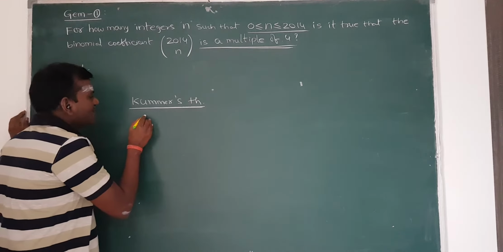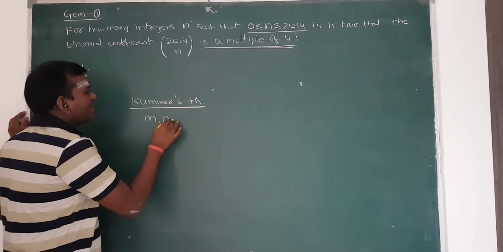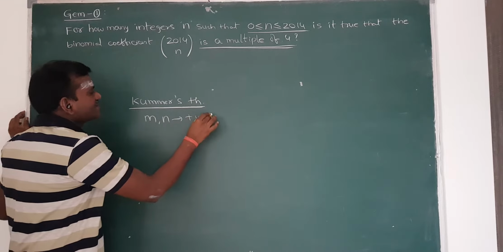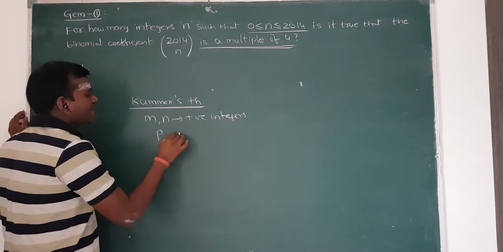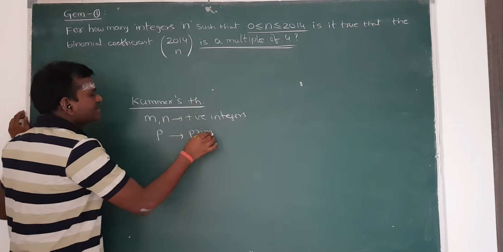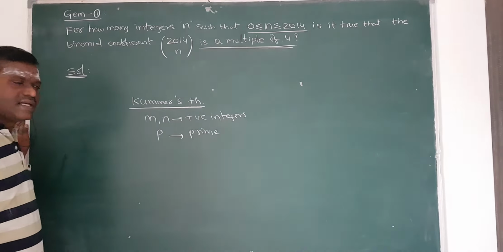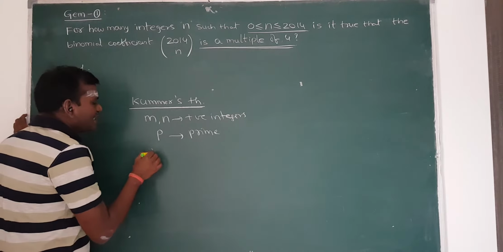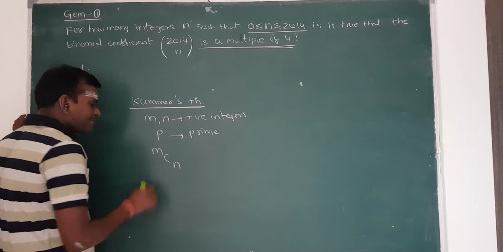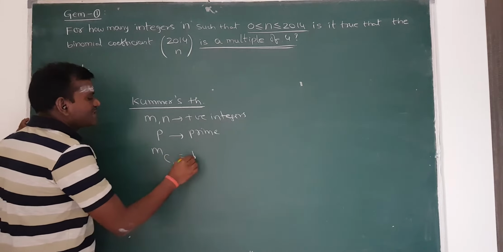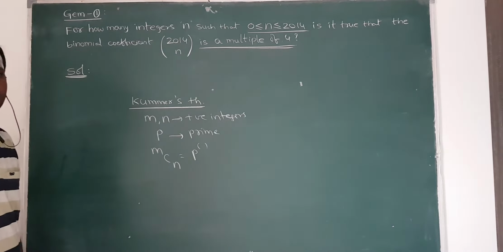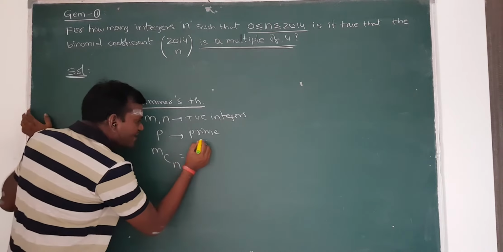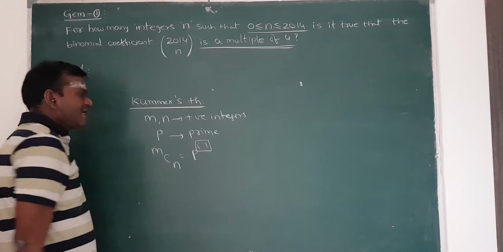Kummer's theorem, in my view, says: if m and n are positive integers and p is a prime number, then in the binomial coefficient mCn, what is the power of p? To find this power of a prime number p, Kummer's theorem is useful.